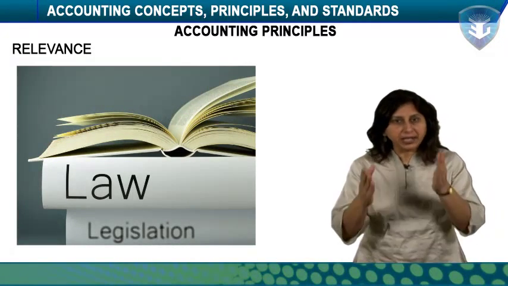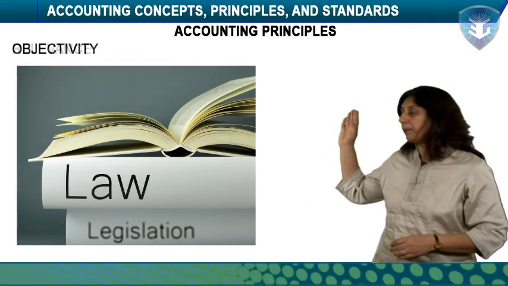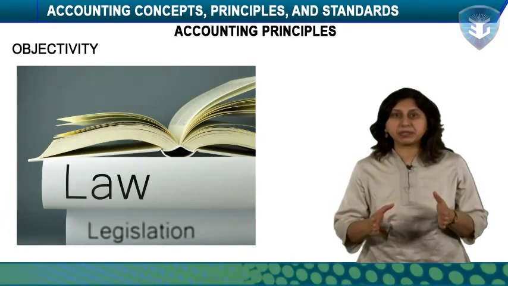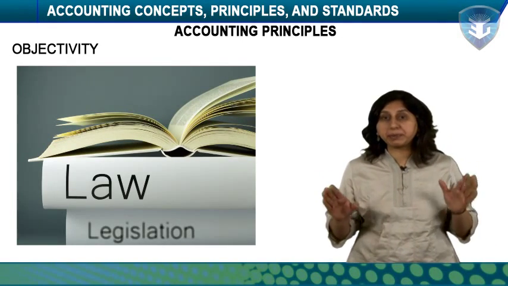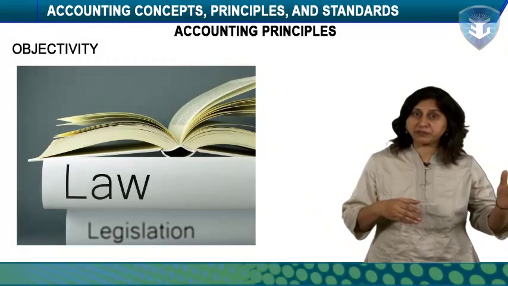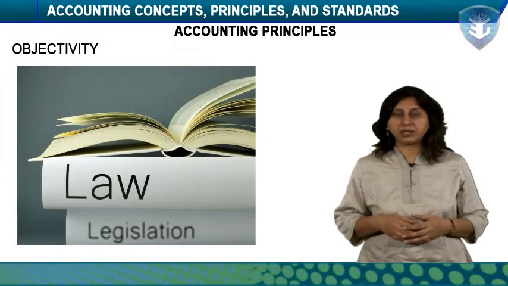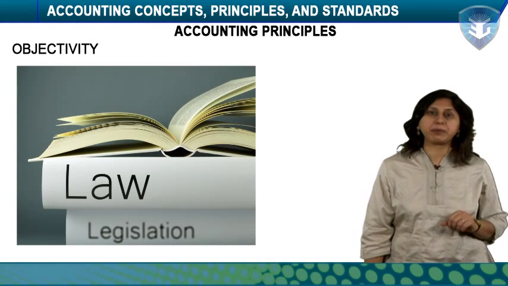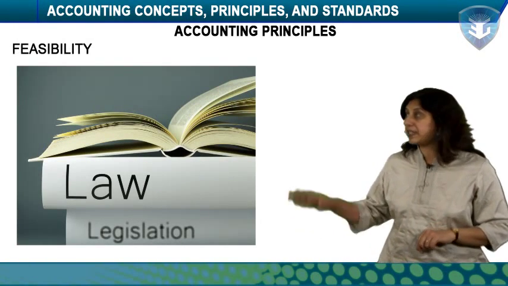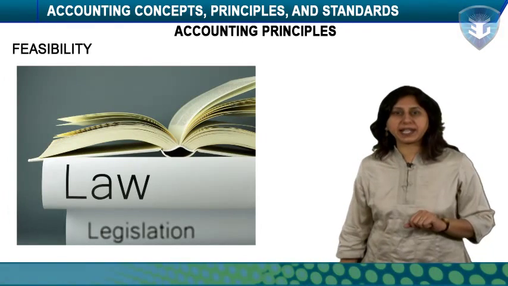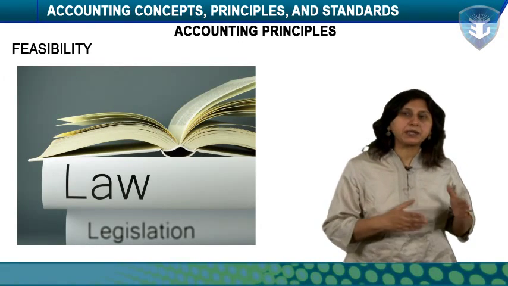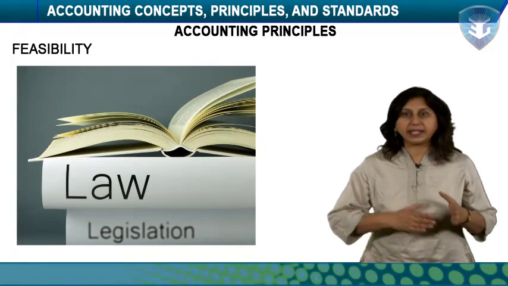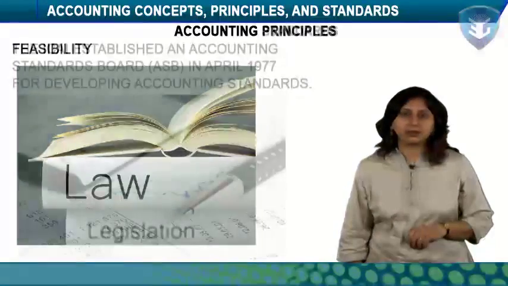is meaningful and useful. Objectivity implies that the accounting principles are not influenced by the personal bias or judgment of those who have formulated them. This ensures the reliability of the presented accounting information. Feasibility refers to the extent to which the accounting principles can be implemented without complexity and incurring any cost.